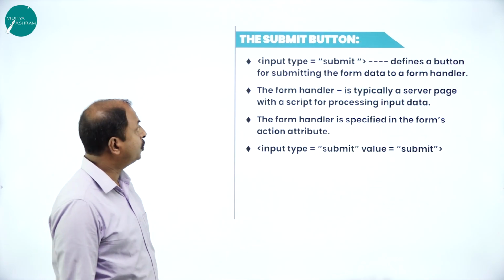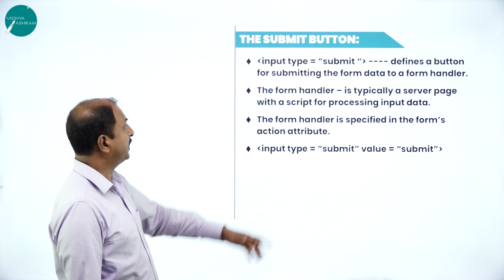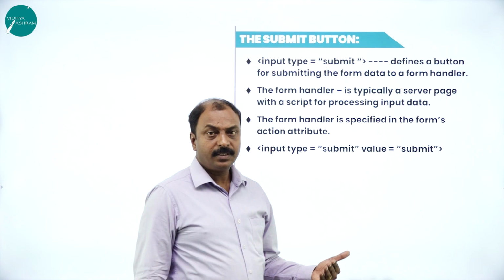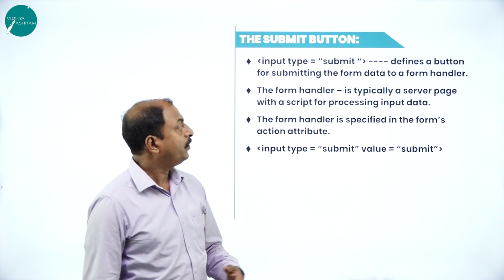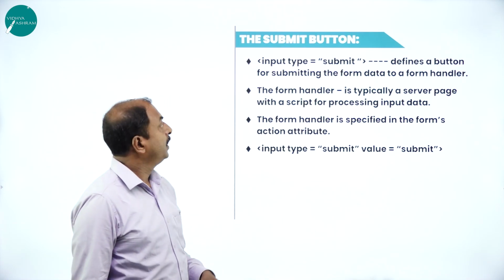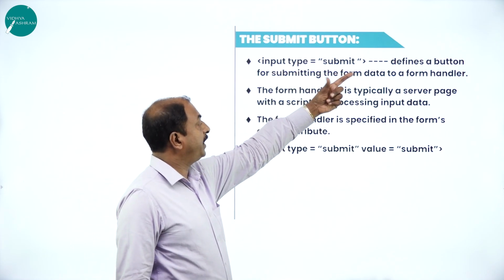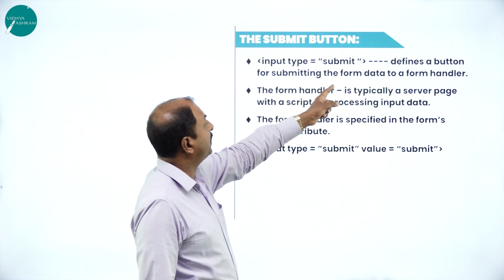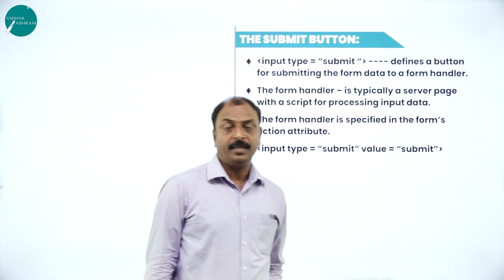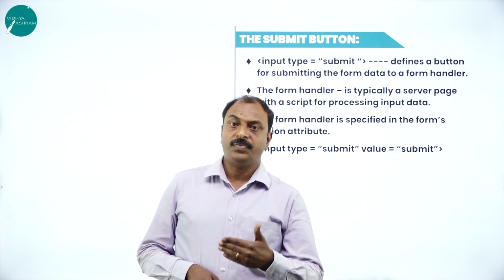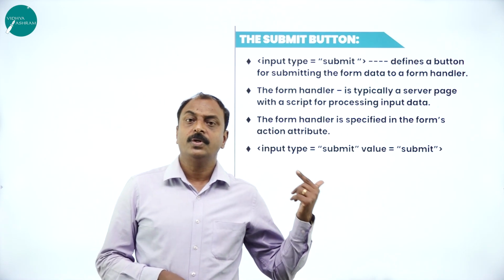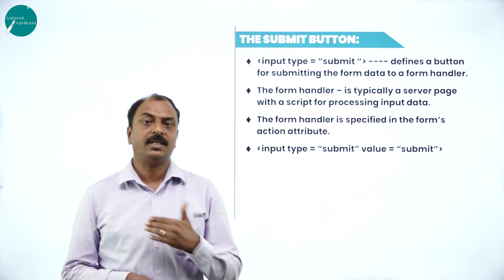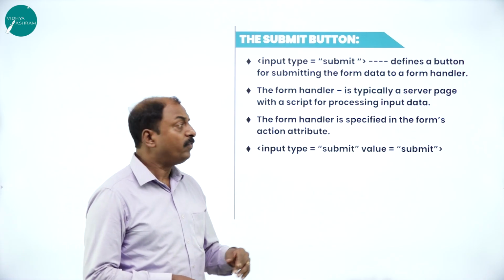Next, we move on to one more tag, that is the submit button. See here we say radio button, checkboxes, text field. Now submit is a button. So input type equal submit. We have seen the definition in our previous slide. It defines a button for submitting the form data to a form handler. As I told you in my previous slide, if we click on the submit button, it goes to the concerned department, concerned section, or concerned server, wherever it is. That is because of the form handler.